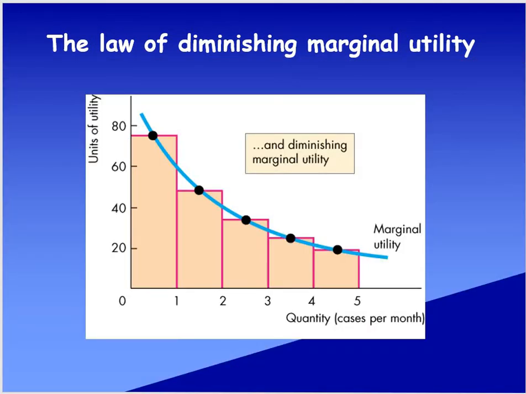Okay, I'm on slide number 56. The law of diminishing marginal utility. On the y-axis you will see units of utility. On the x-axis you will see quantity, cases per month. And that's the histogram, and for the histogram we have shown a trend line, which we call marginal utility.